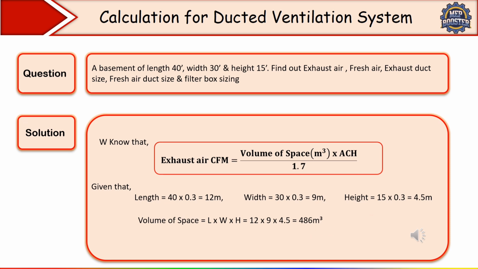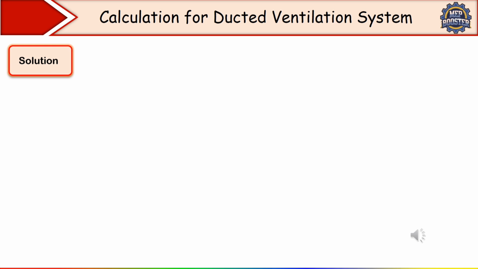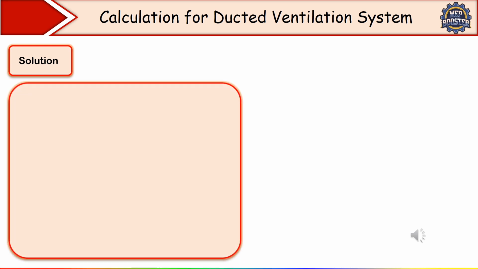Okay, once you get the volume, we know that for normal mode we have to maintain the ACH value. If you remember, in the previous session we discussed that. For normal mode we always have to take ACH 6. It means, ACH is air changes per hour, so in 1 hour we have to change the air 6 times, to improve our indoor air quality.